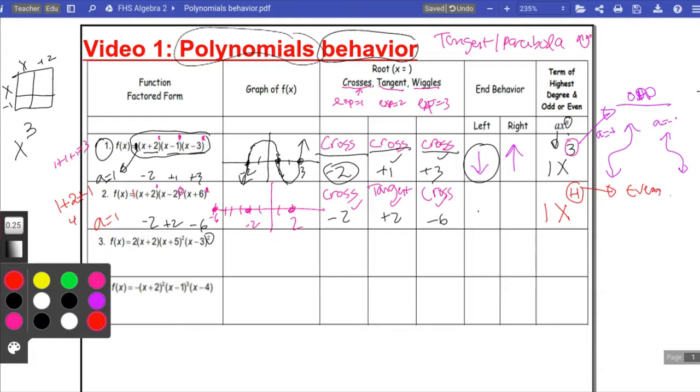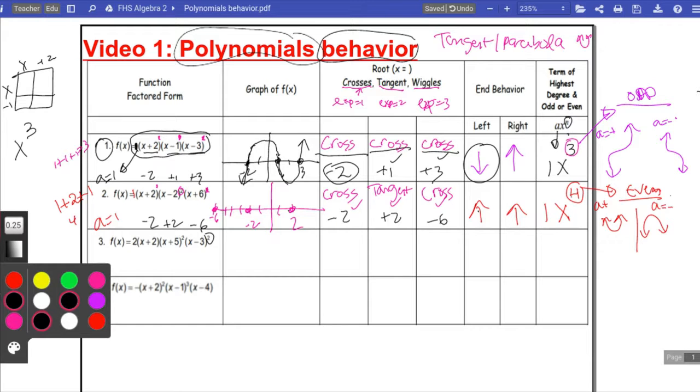What do we do when it's even? When it's even, that means the graph is going to open in the same direction, either up when A is positive, or down when A is negative. In this case, A is positive, so it's going to start from up, and it's still going to be up. It's going to start up, and it's going to end up. All right, so let's do this thing.